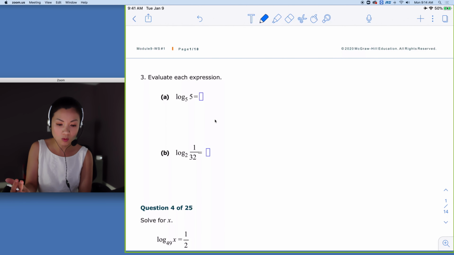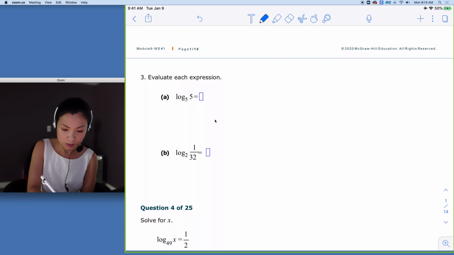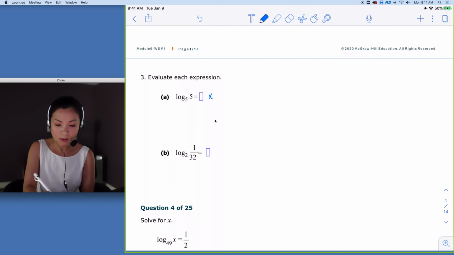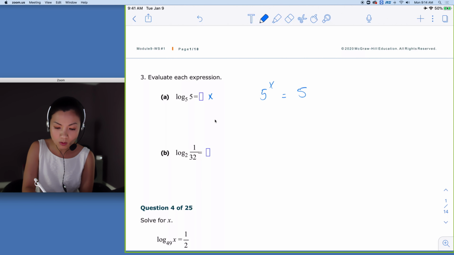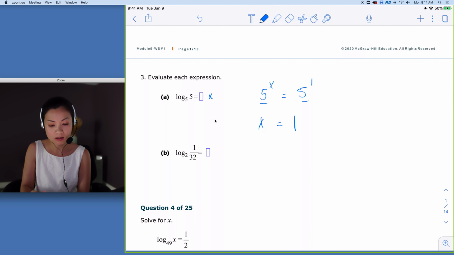Okay, moving on, we want to evaluate. Before I evaluate, I always put a variable there. You can put x or you can put y, it really doesn't matter. I'm going to put x here. So I'm going to rewrite 5 to the x power equals 5. You see that we have the same base, so the exponent has to be the same. So x equals 1.